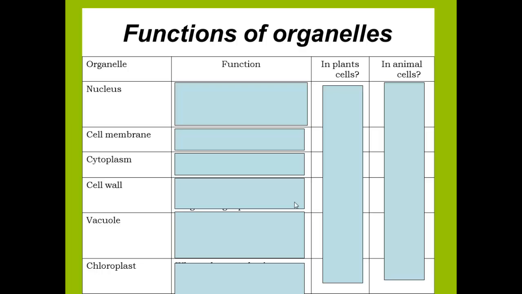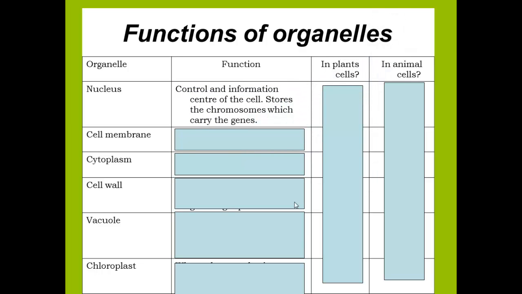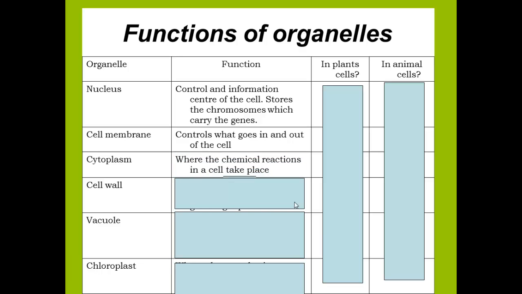Functions of organelles. So we've talked about a lot of these already. The nucleus, what's its function? It stores the DNA, held as chromosomes. Chromosomes are big packages of DNA, or indeed little packages of DNA. And they're the control and information center of the cell. The cell membrane controls what goes in and out of the cell. That's very important. You've got to be able to control the gates. You don't want to let anything into your cell, nor do you want to let important things escape. Cytoplasm, where the chemical reactions in the cell take place, including respiration.